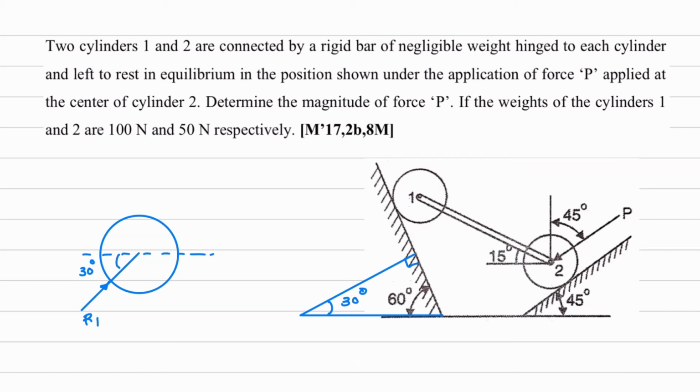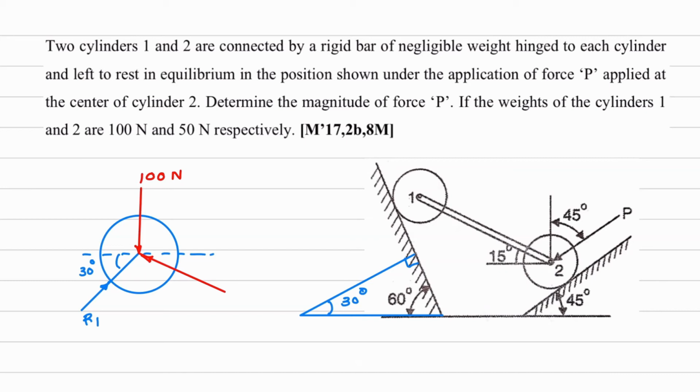Next, weight is acting in the downward direction, so this will be 100 Newton. And if you see, there is a rod in between over here. Okay, so when this force P is applied, this cylinder and this rod will try to push this cylinder in this direction. Okay, so this will be the direction of force. Okay, so I'll write it down.